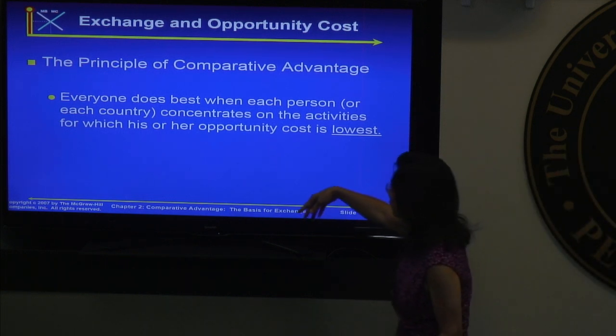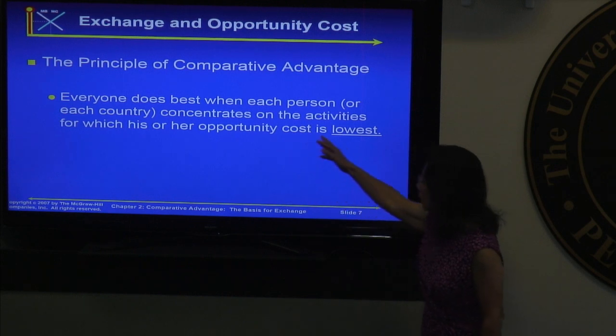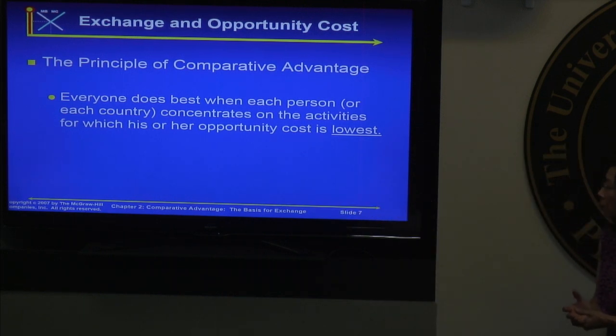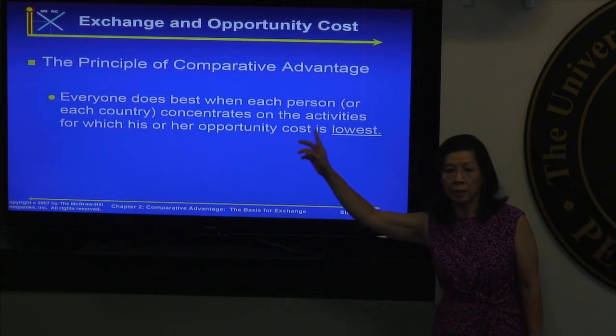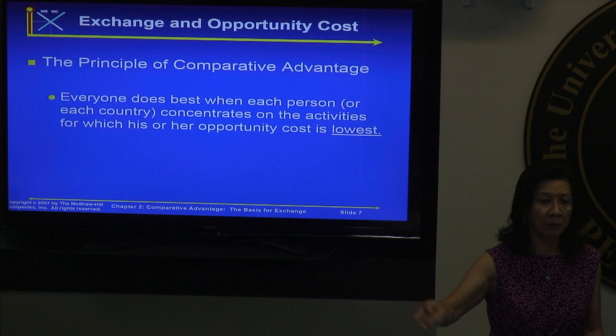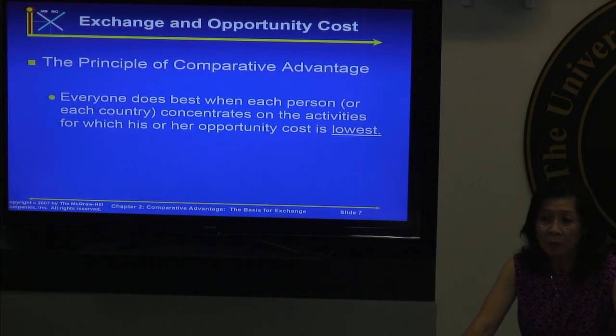Just reaffirm this. Comparative advantage means everybody does best when each person or each country concentrates on activities for which his or her opportunity cost is lowest. So when we compare 2 countries, Brazil and USA, for example, in producing cowboy boots or cowboy hats, you might say, oh, the US has a lower opportunity cost, or the US has a comparative advantage in producing cowboy boots or hats over Brazil.